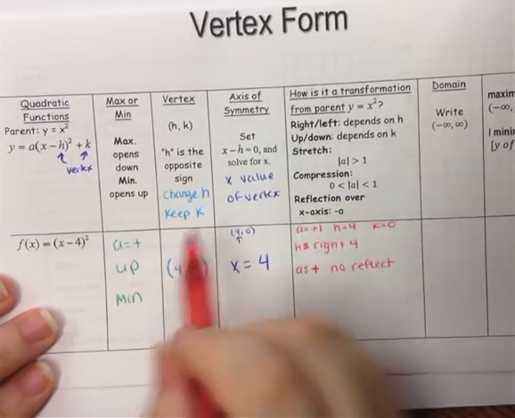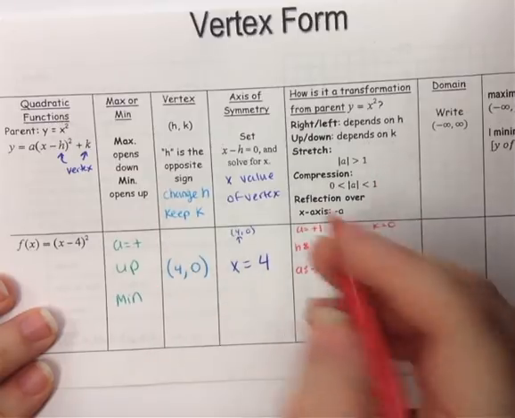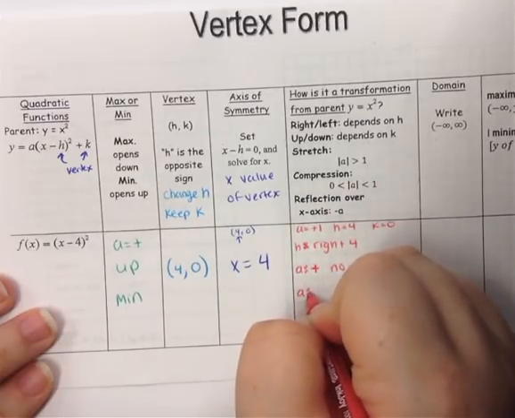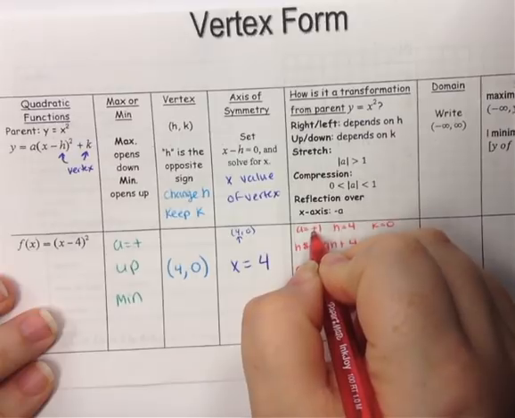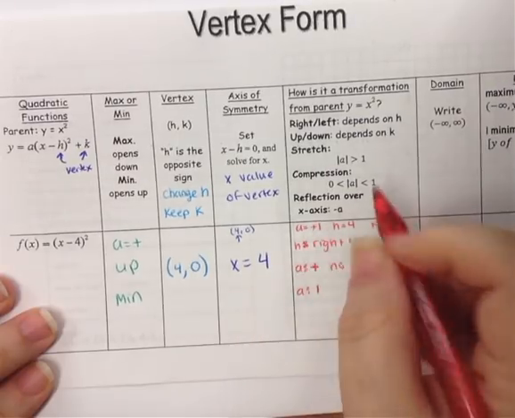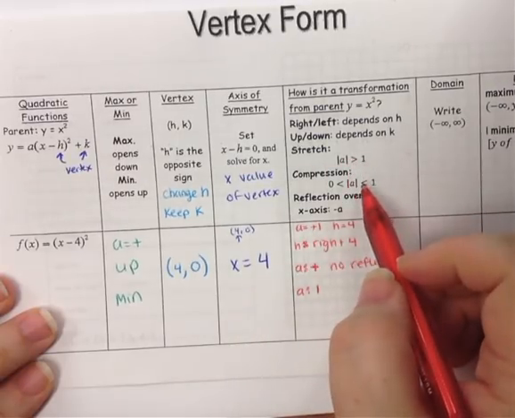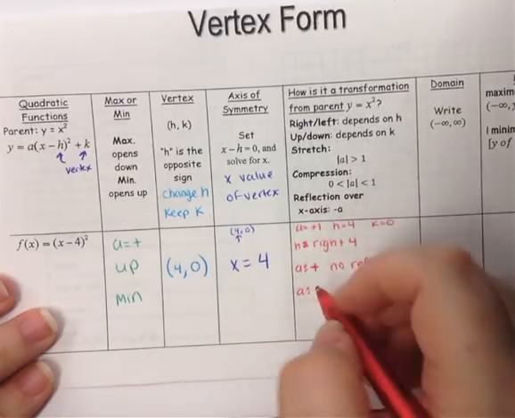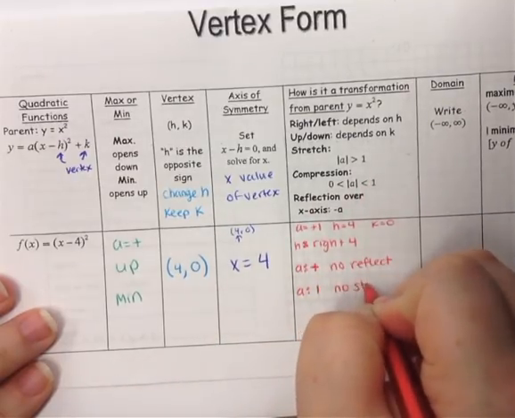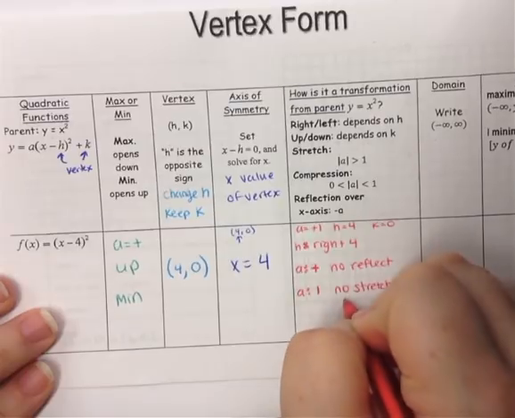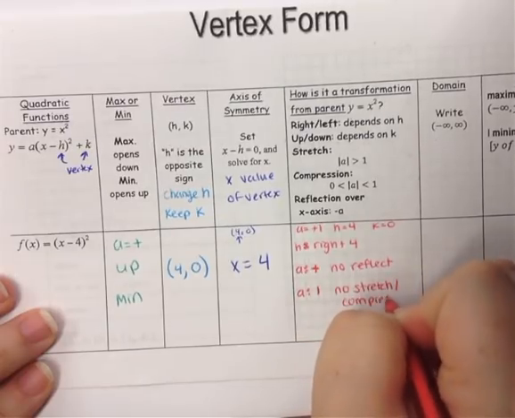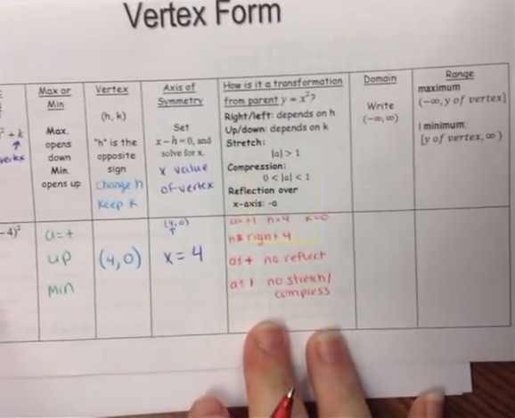But the other thing we want to know is the actual number for the a. A was a 1. So the positive gives you something and the 1 gives you something. Since it is not bigger or smaller than 1, there's actually no stretch or compress. It's normal. So it's just going to be a normal parabola.